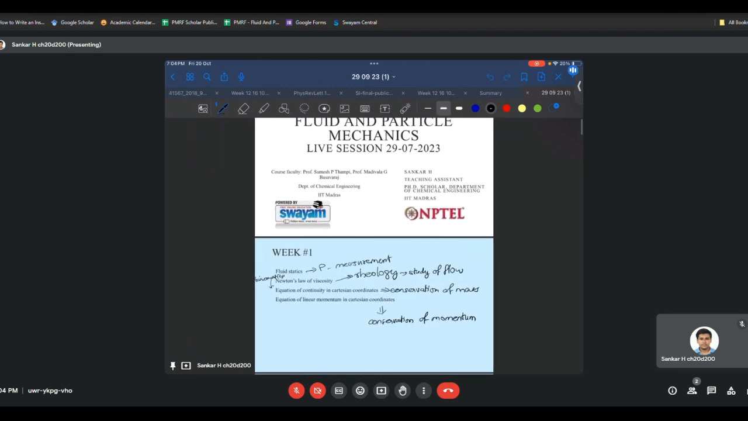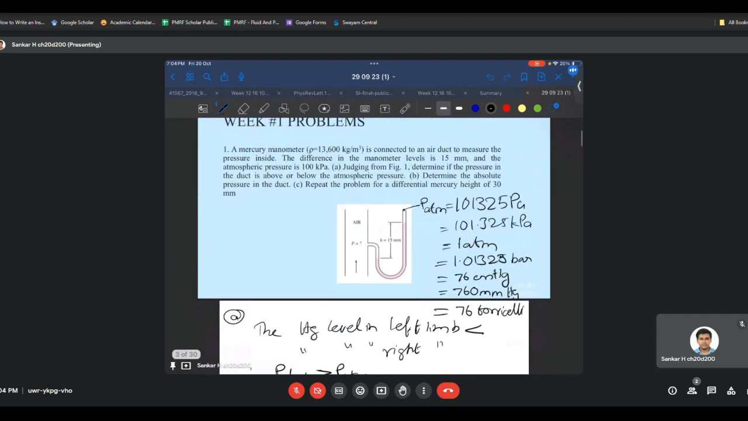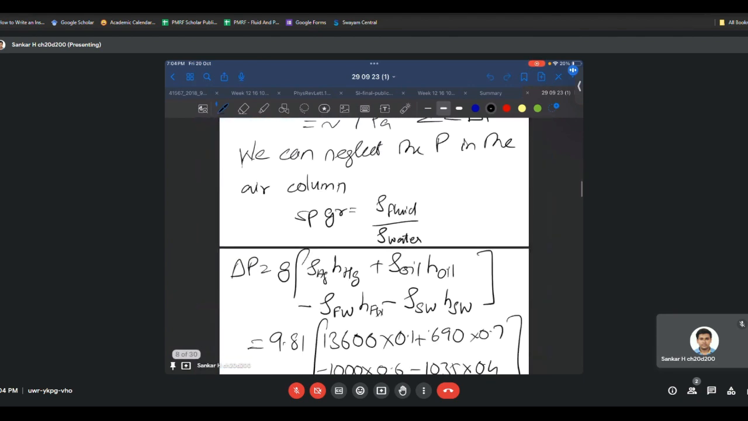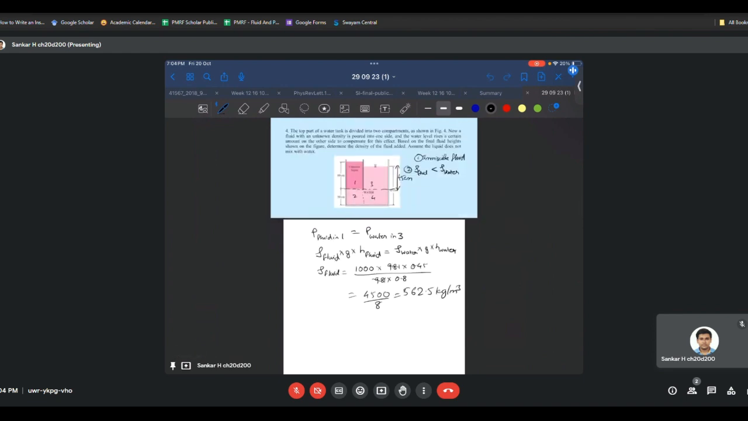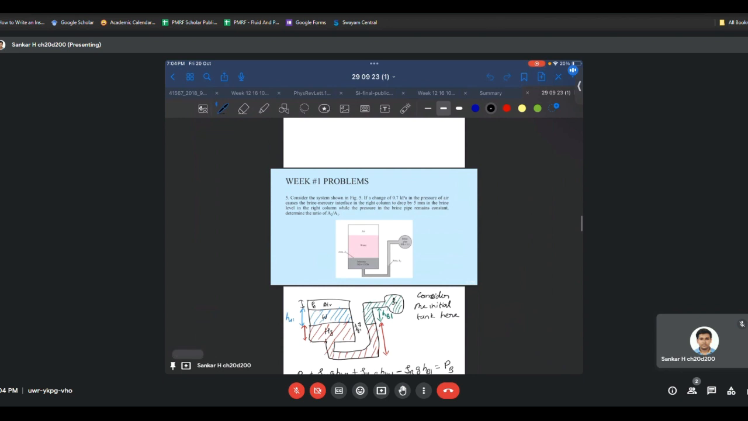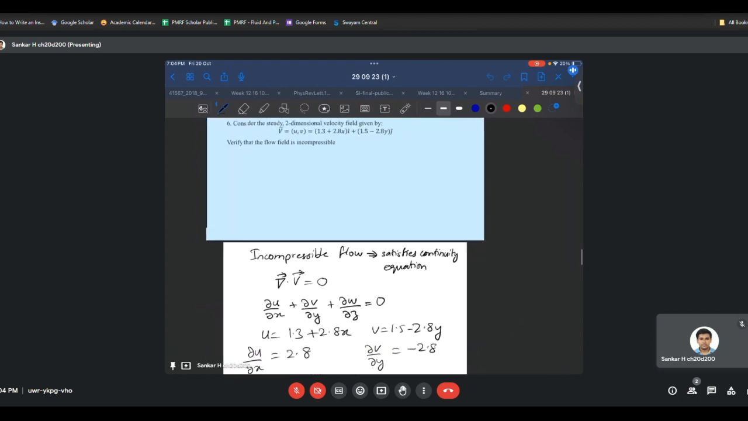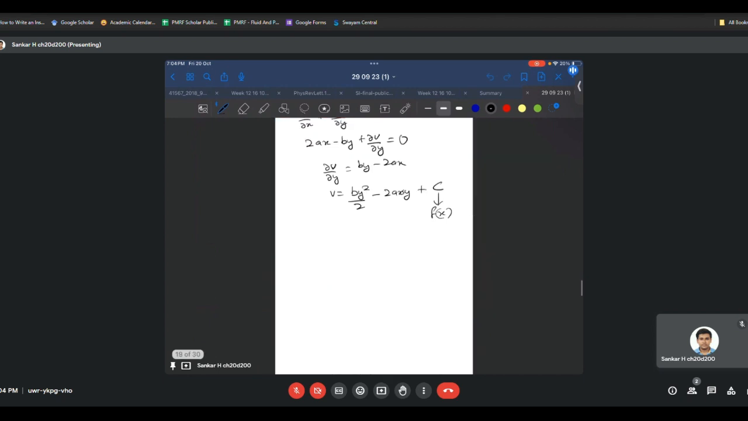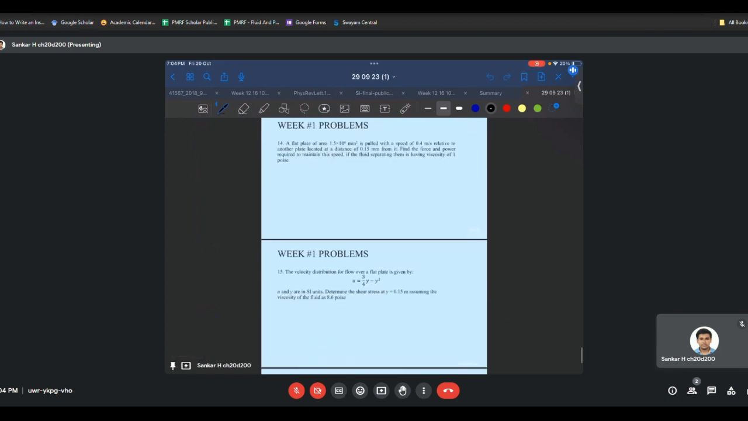So first was regarding fluid statics, Newton's law of viscosity, the equation of continuity in Cartesian coordinates, and the equation of linear momentum in Cartesian coordinates. We saw how to use the mercury manometer, the pressure gauge, how to calculate the pressure and differential pressure, and what to do if a tank is given which is divided into two parts, a reservoir is given. We also saw how to satisfy the continuity equation in Cartesian coordinates and the Navier-Stokes equation as well. So that was it for the first week.